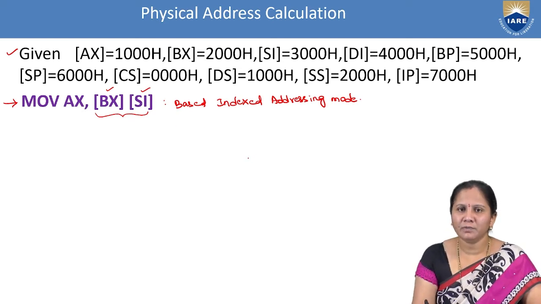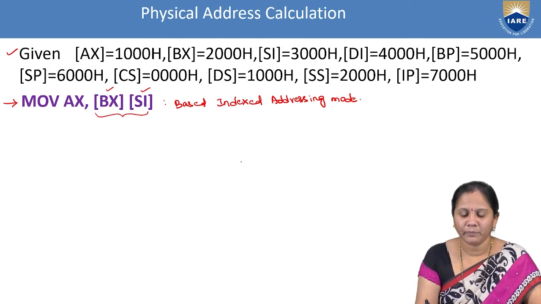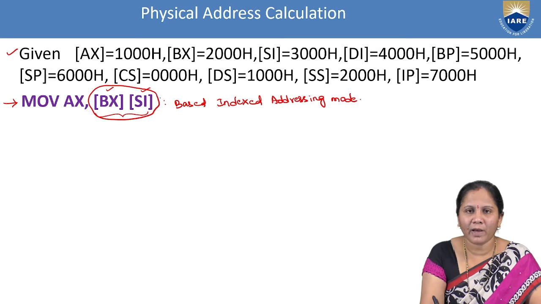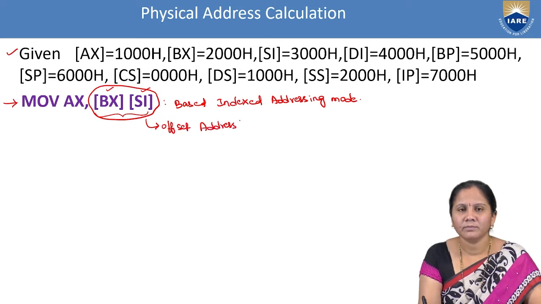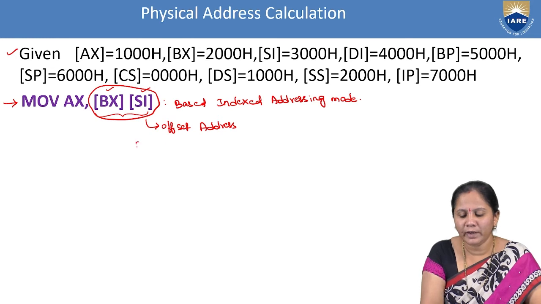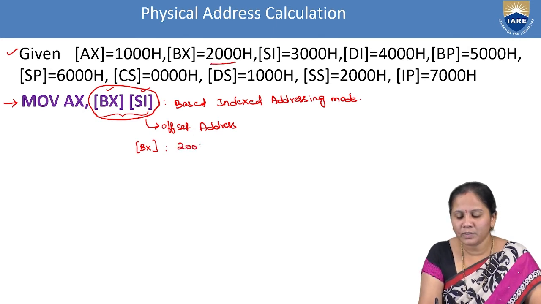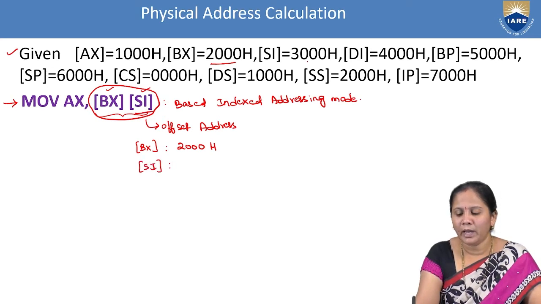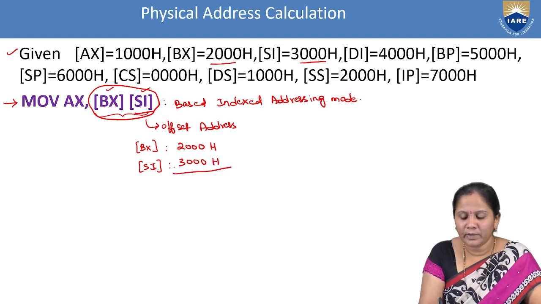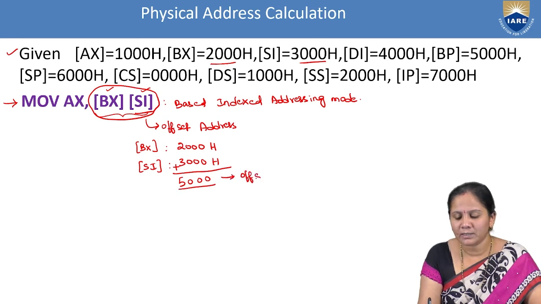Okay. So now in order to calculate the physical address, segment address and offset address is required. So these two registers which are present as a part of an instruction, they will be giving the offset address. Okay. So here to get the offset address totally, we have BX. So the value of BX here, it is given as 2000, and here there is SI, and the value of SI is here 3000H. Together here we have to add these two to form the total offset address. This is 0, 0, 0, and here it is 5. So this 5000 is the offset address.